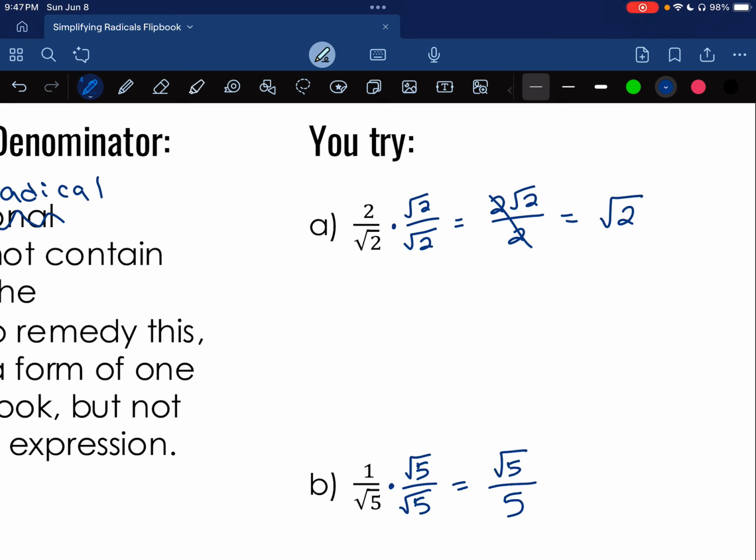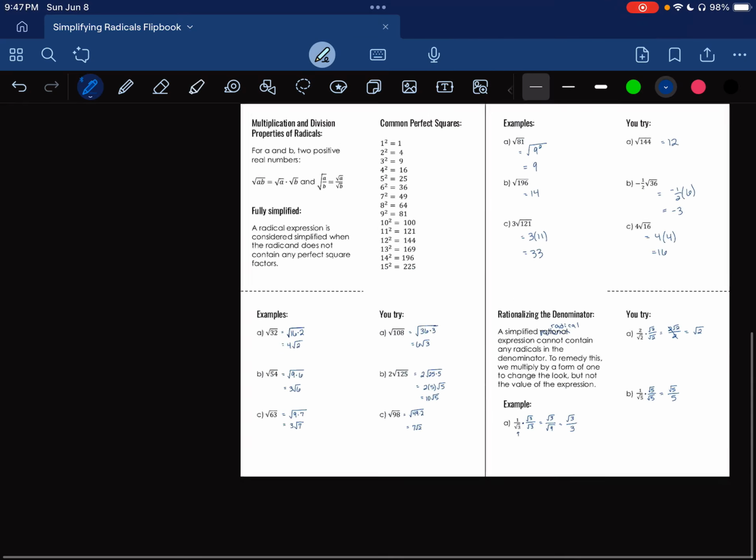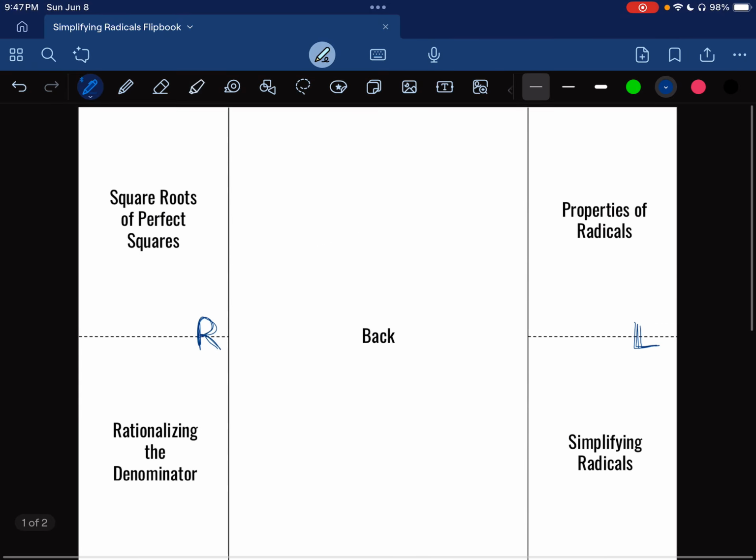And there you have it, everyone. Our cute little foldable for simplified radicals.